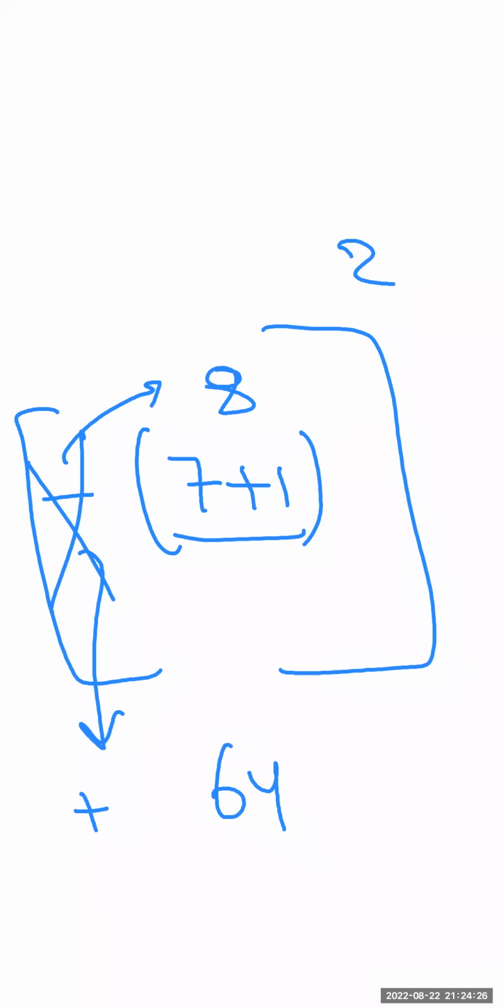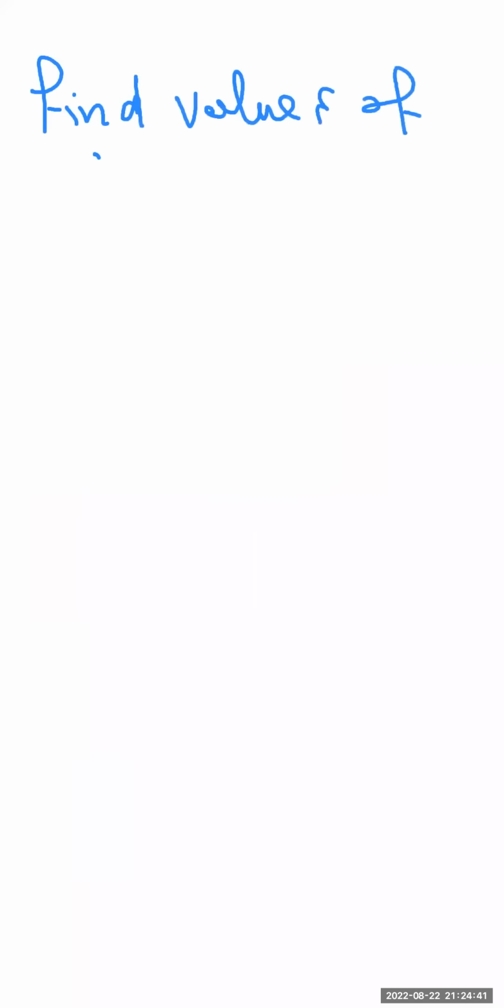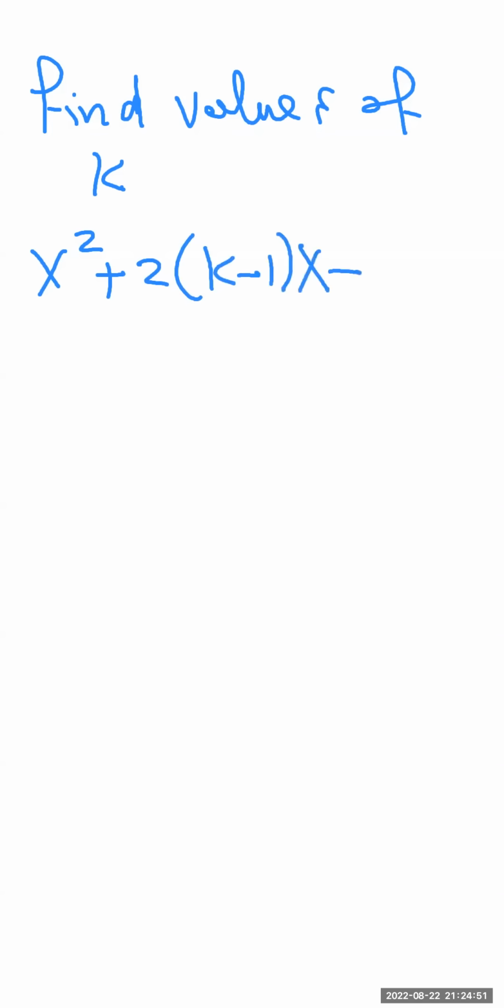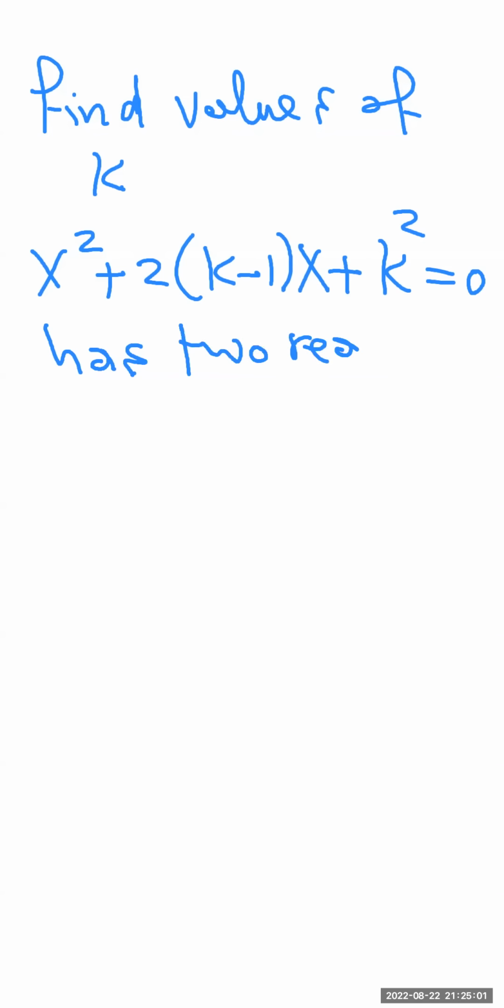Okay, another question. So the same idea exactly. Find the values of k which satisfy the equation x squared plus 2 times (k minus 1) x plus k squared equals 0 has two real roots.